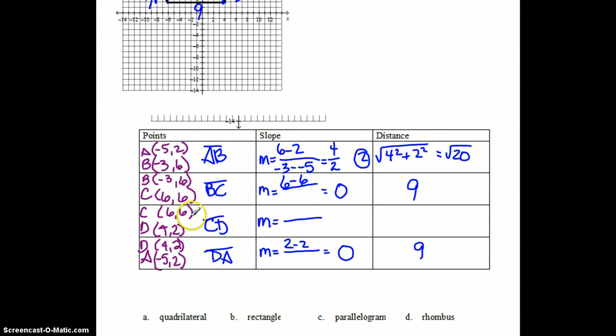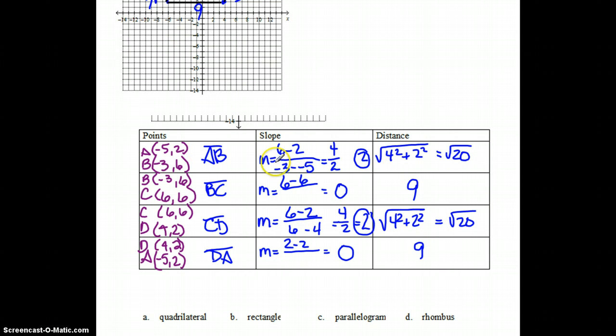Okay, let's go to CD. So 6 minus 2, and then 6 minus 4. So this is 4 over 2, which is 2. Okay, now to set the square root up, we use this fraction part and square them and add them together. Well, gee, doesn't that look familiar? Give us the square root of 20.